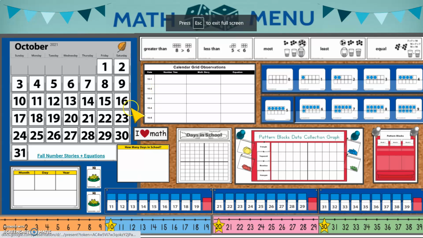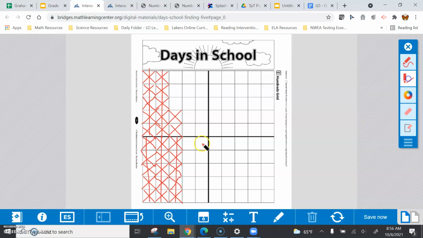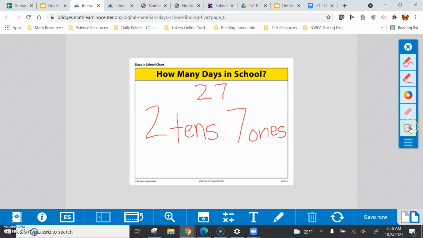Let's continue to go through our number corner activities. Let's check off our days in school. We're going to add another day to our chart. So adding another day. Wow, we have a lot. We have 10, 20, 25, 26, 27, 28. Oh my goodness. Let's take care of this information on our chart.